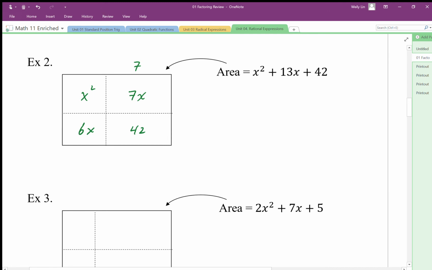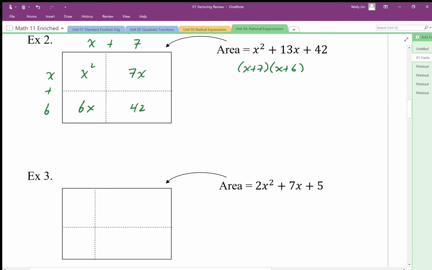The common side length for these two areas is going to be x, so we have x plus 7. Here the common side length is x, and the common side length here is going to be 6, so we have x plus 7 times x plus 6.